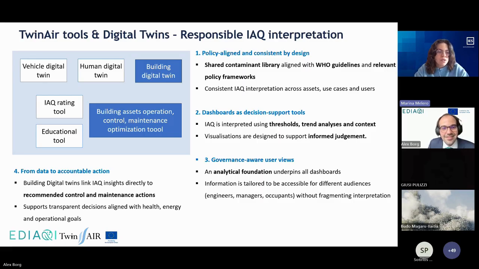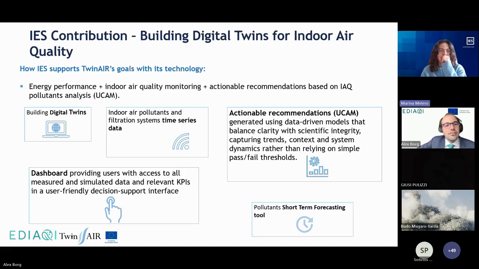So if we can move on to the next slide. Here, I just wanted to mention how IAS supports the goals with our technology. In Twin Air, IAS is bringing together energy performance, indoor air quality monitoring, and actionable recommendations together in one dashboard. These actionable recommendations for Twin Air were carried out by University of Cambridge, which is also a partner in the project. So basically the focus is not just on simple alerts, but interpreting data through trends and context.